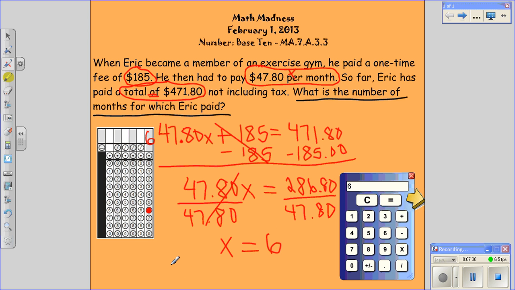The last step in this is to put our answer in a complete sentence. It says, what is the number of months for which Eric paid? Our sentence will be, Eric paid for 6 months. Period. And we are done.